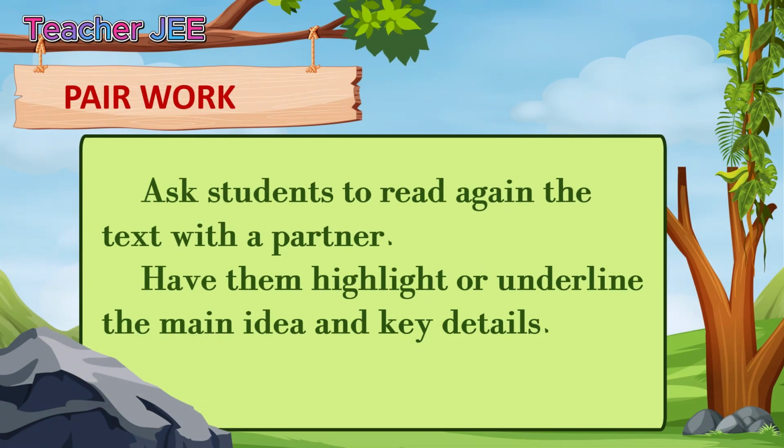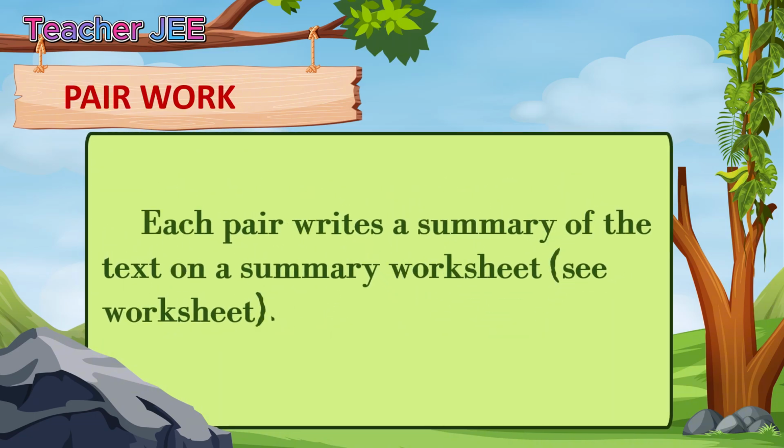Pair work. As students read again the text with a partner, have them highlight or underline the main idea and key details. Each pair writes a summary of the text on a summary worksheet. So just provide them the worksheet that is included for this activity. You can refer to the learning activity sheet or the list that we can find on the internet or some other sources.